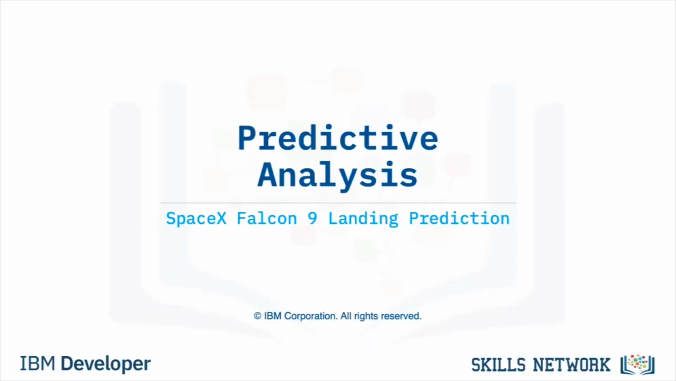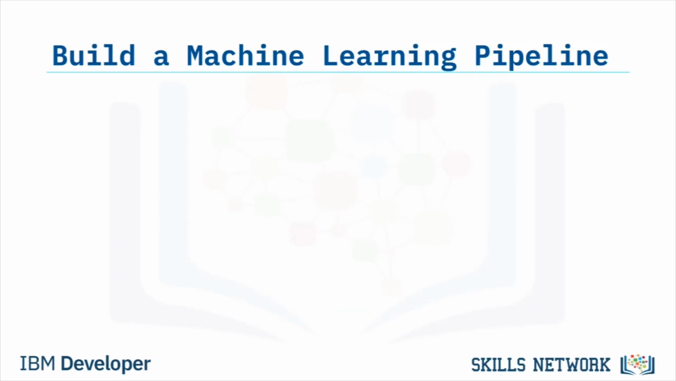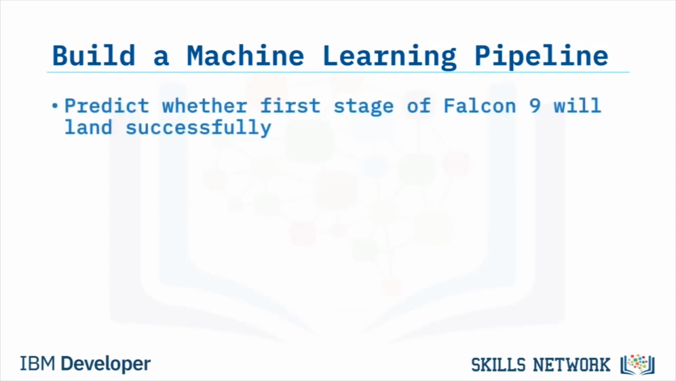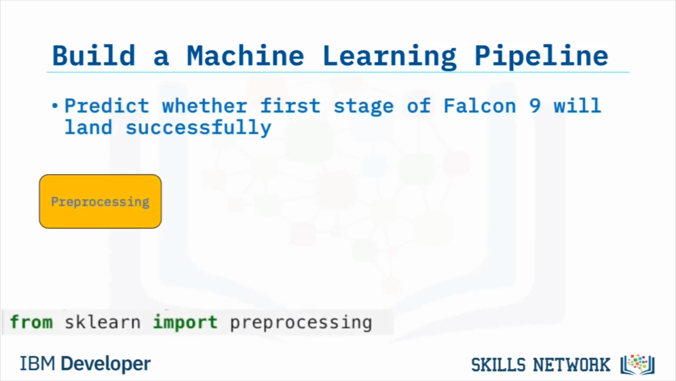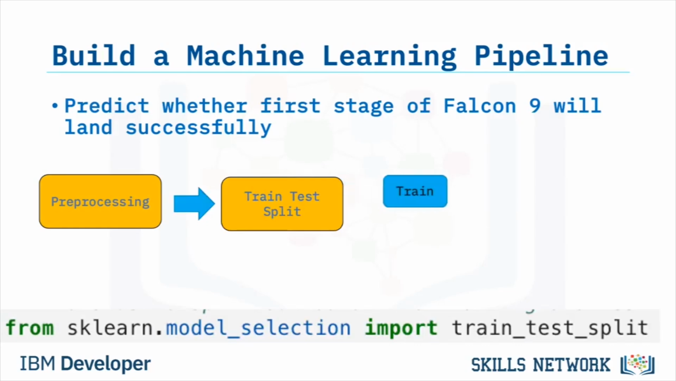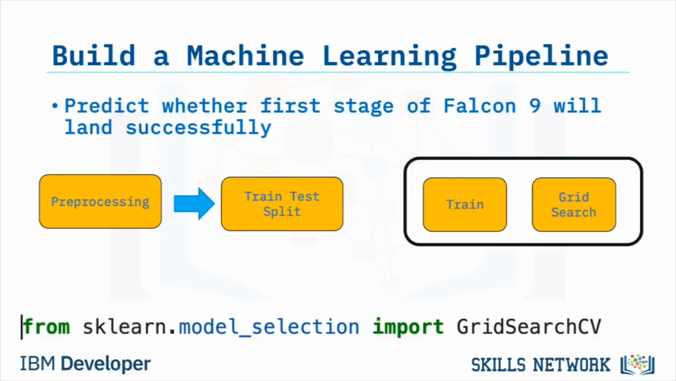In this video, we will review predictive analysis. In this lab, we will build a machine learning pipeline to predict if the first stage of the Falcon 9 lands successfully. This will include pre-processing, allowing us to standardize our data, and train, test, split, allowing us to split our data into training and testing data.